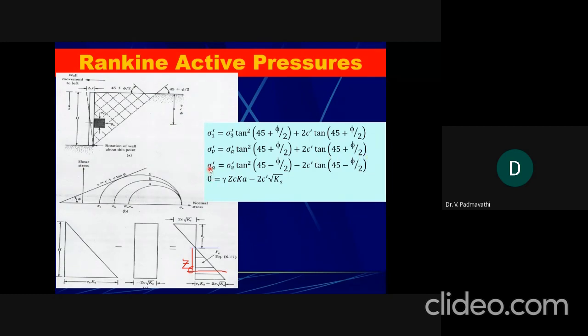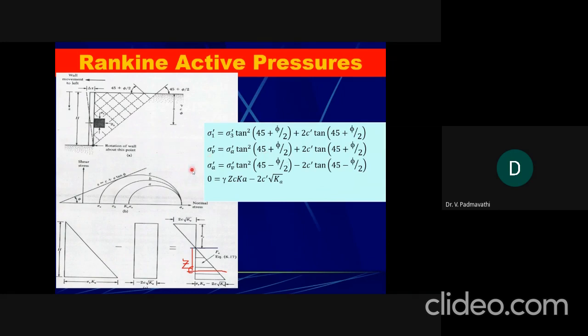So here sigma A is equal to, just by rearranging the terms, we may get this expression. Sigma A equals sigma V divided by tan square (45 plus phi by 2), minus 2c tan (45 plus phi by 2) divided by tan square (45 plus phi by 2). So once you have the values, if you cancel this tan value, you are going to get 1 by tan (45 plus phi by 2). Then if you bring that component to the numerator, it would be 45 minus phi by 2 in case of tan square and tan.